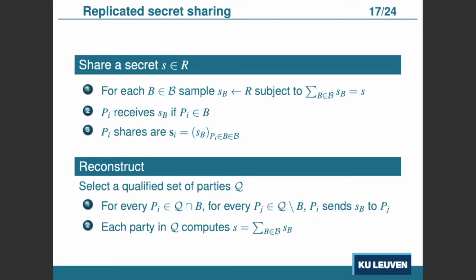To share a secret ring element S, a trusted party samples uniformly random elements SB, one for each element in B, so that they sum up to S. Player i receives the share SB if and only if i belongs to the set B. It's not difficult to see that each player will miss at least one share in this process. Also, in general, they will hold vectors of shares. And reconstructing the secret is straightforward once the parties agree on a qualified set of players.